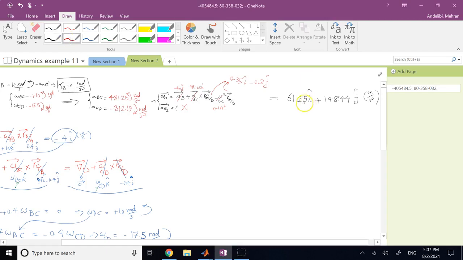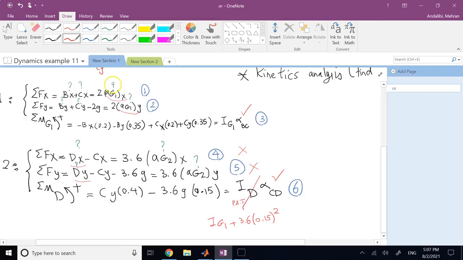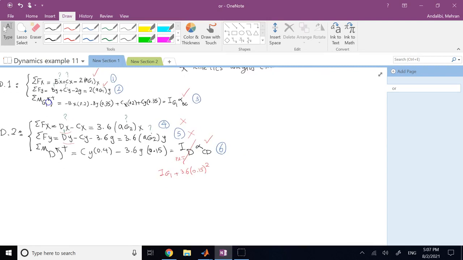So now those two pieces of info that you needed, which was A of G1, the X component, and A of G1, the Y component, now you have them. 6125, 148.44. So now if you go into these equations, you know these two other pieces of info that you need. And now all I need is to look at equations, as I said, 1, 2, 3, and 6. Nobody needs any other equation like 4 and 5. Okay, which one do you start with? 6, because 6 has only one unknown in it.